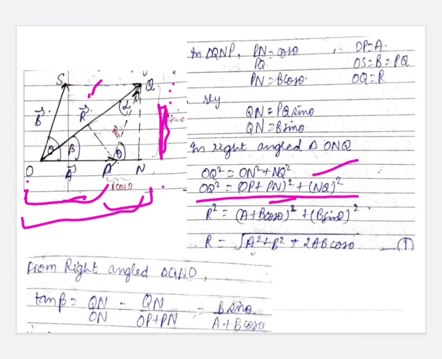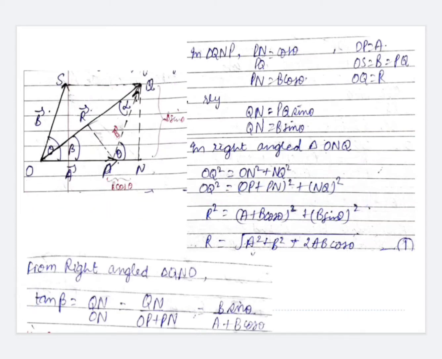So how can we proceed for that? See, first of all, in triangle QPN, this is also a right angle triangle. As QN is perpendicular to PN, this is a right angle at N. So what we can do is find out the value of cos theta in this triangle.